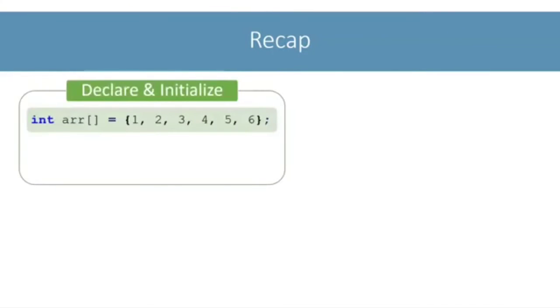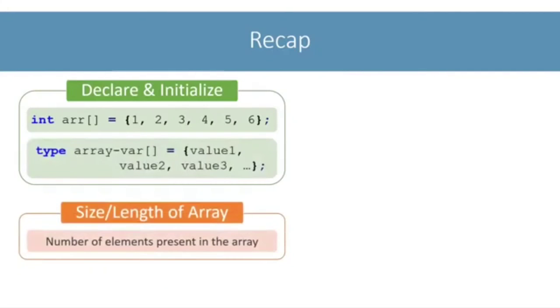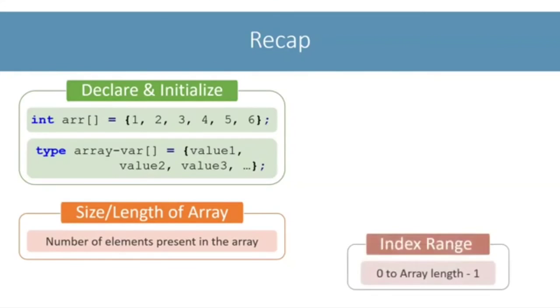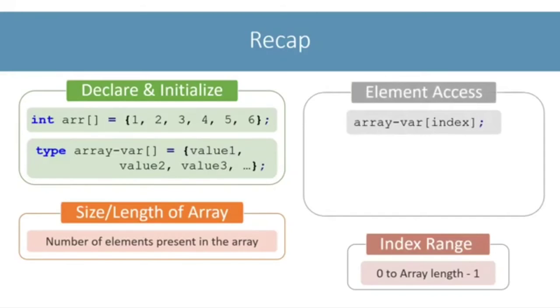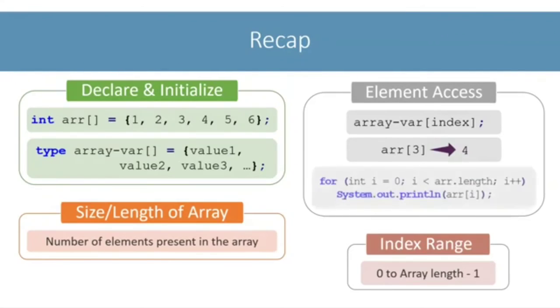To quickly recap, we declare and initialize a single-dimensional array like this. General syntax for array declaration and initialization is this. Length or size of the array is the number of elements present in the array. Index or subscript of an array ranges from 0 to array length minus 1. The general syntax to access an individual element of an array is this. Array 3 will give us 4, that is the fourth element of the array. We can access the elements of the array with a loop like this. In this lesson, we will learn another way of creating a single-dimensional array and accepting user-provided data in it.